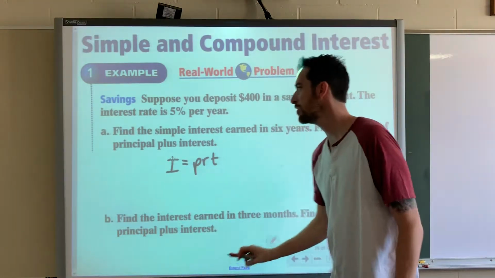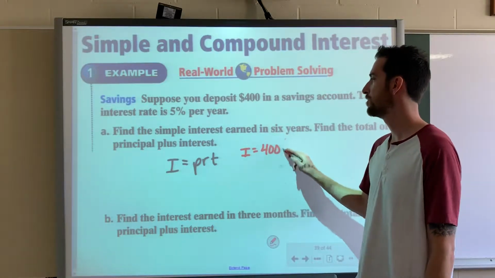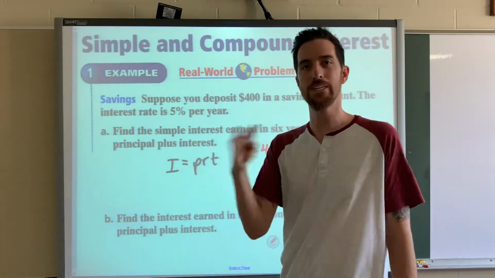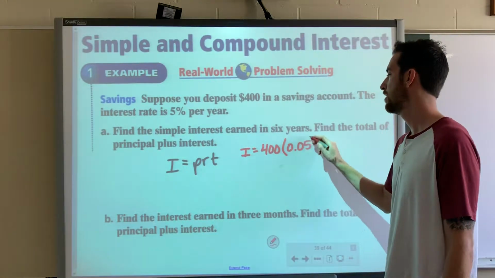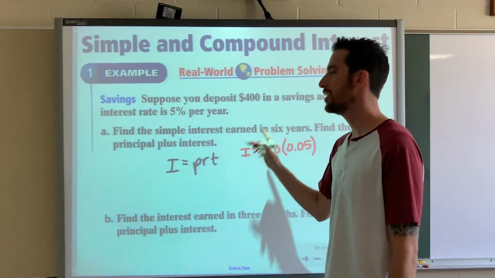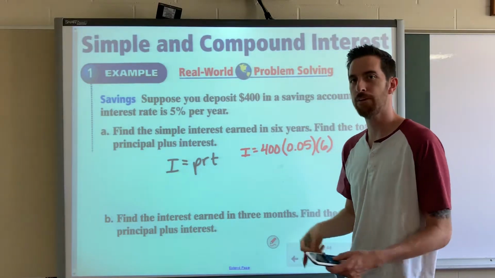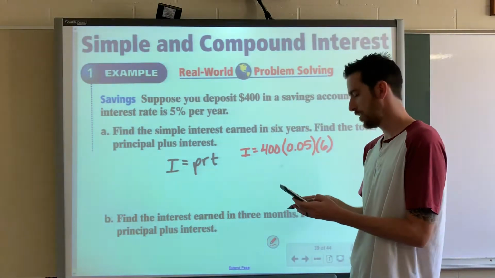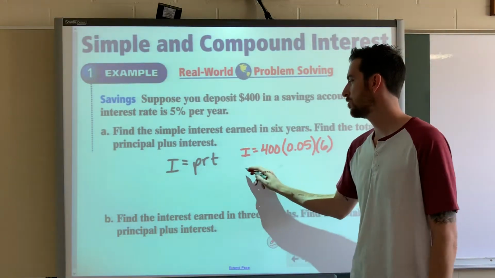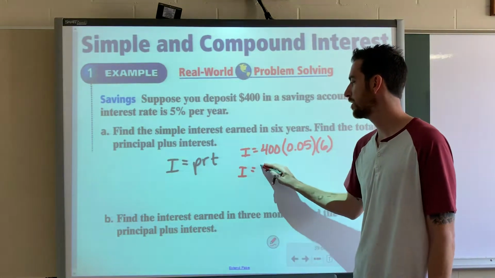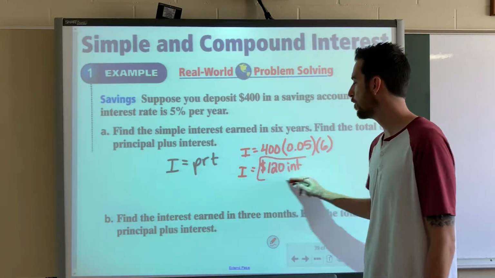So if we substitute in some values here, we put in $400. The interest rate is 5%, but we need it in decimal form, which is 0.05. Times the T, time in years, and it said 6 years. So we just multiply all these, and it doesn't matter which order you multiply them in. 400 times 0.05 times 6 equals $120 in interest. That is part of the answer there.